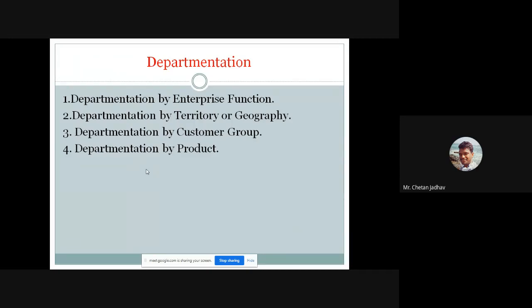So in this we will take one example, like a business organization. In a business organization they are called divisions, departments and sections. We can make a departmentation with a name like division. We can call this division A, this division B, division C.